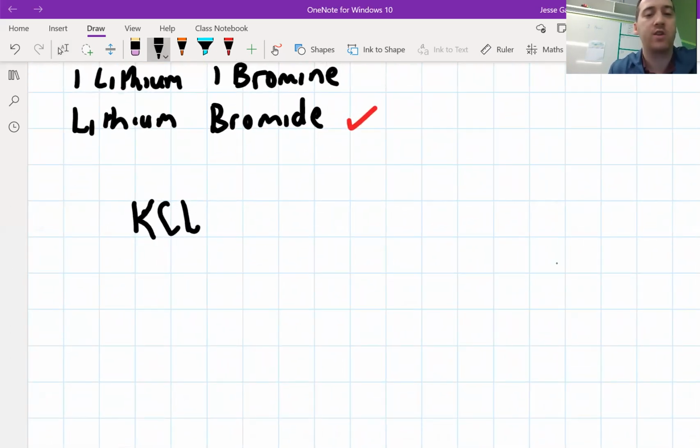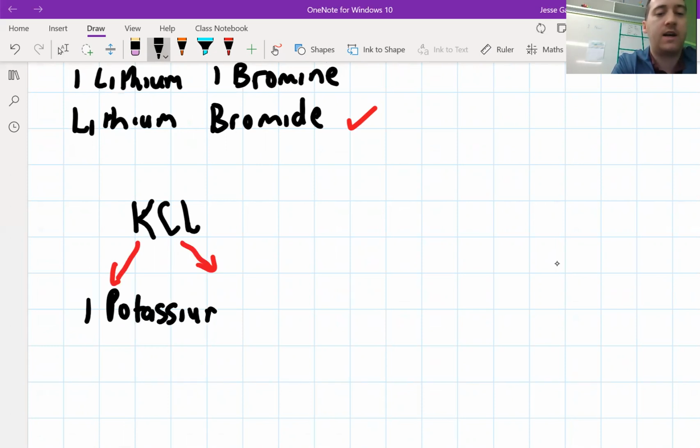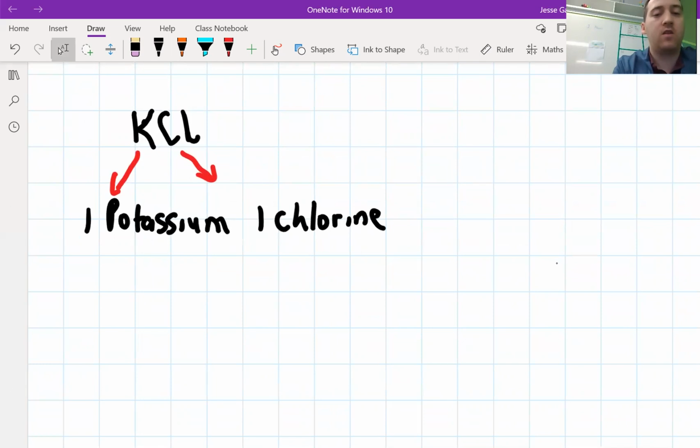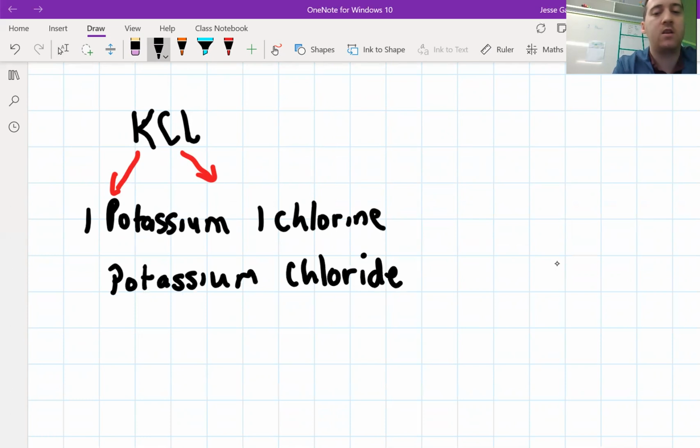So pause the video and make sure you practice again to get this last one right. Okay, so let's have another look at this one. What's in here? Well, there is one potassium and one Cl, and Cl is chlorine. So there's one potassium and one chlorine. All right, so what's this going to be named? Well, the potassium is the metal, so it's going to be potassium, and chlorine is the non-metal, so chloride. Potassium chloride is the name of this substance.